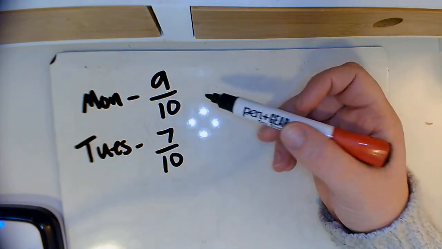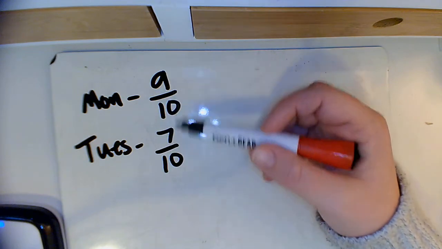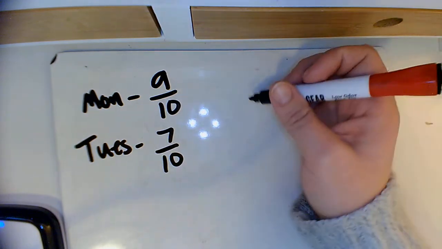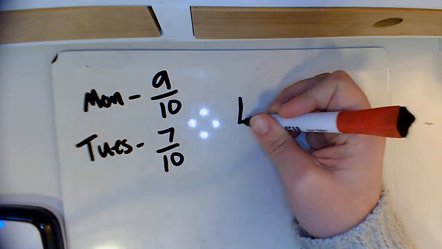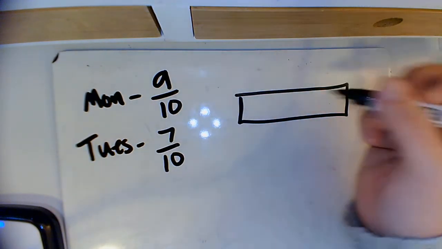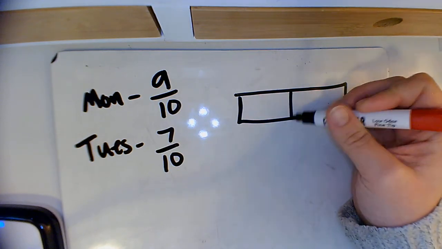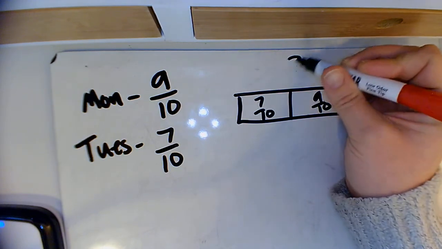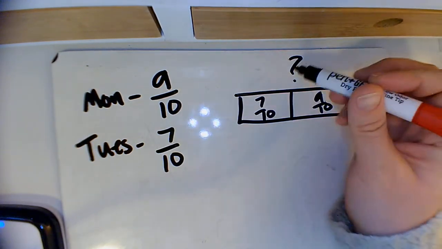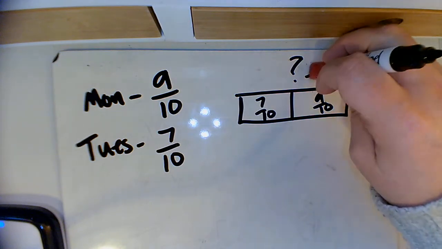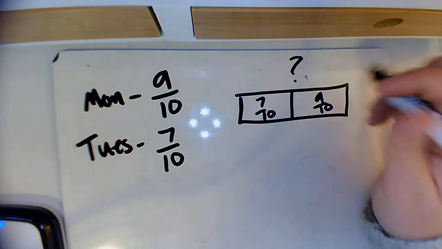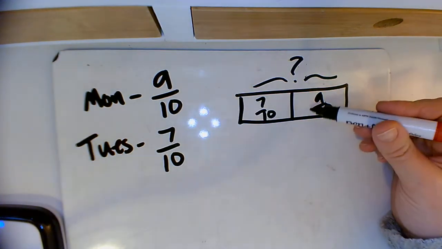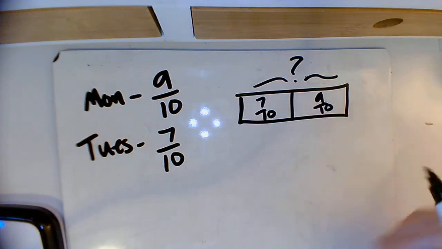If we want to know how much she runs in the 2 days total, we're going to have to use addition, okay? Because if we were doing the picture part of our 4 square, she ran 7/10 and 9/10, and we're trying to figure out what is that total amount for those two. So we need addition. If we had a missing piece, we would be doing subtraction.